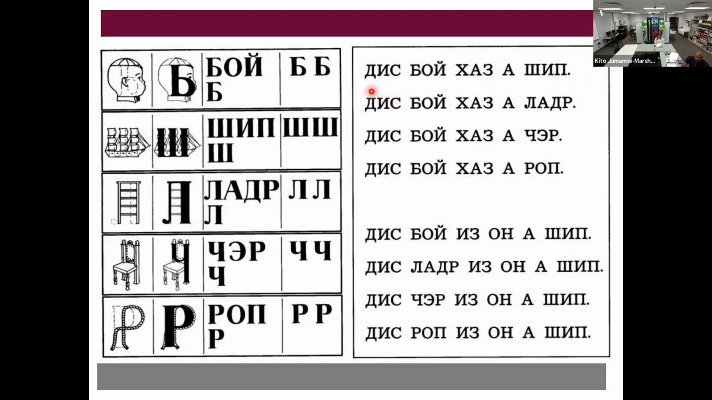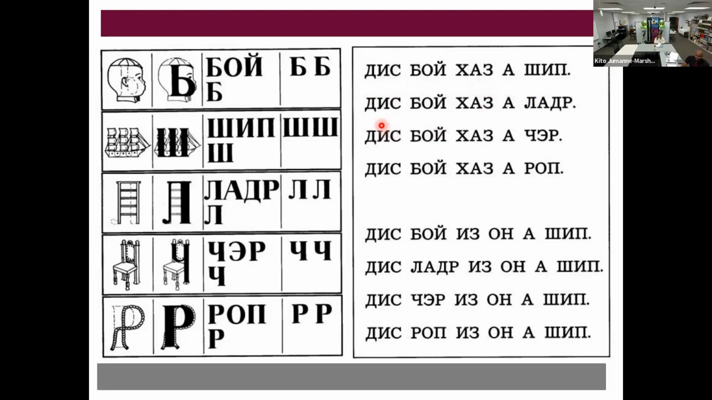I'm going to read the first, and then the rest of you will be able to repeat and follow through the rest of this first paragraph. This boy has a ship. Now you read. This boy has a ship.